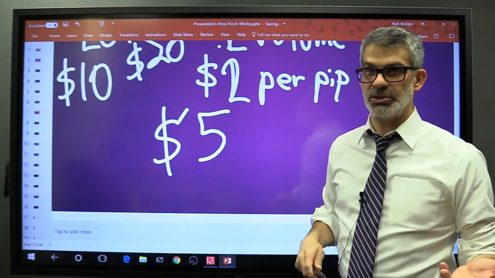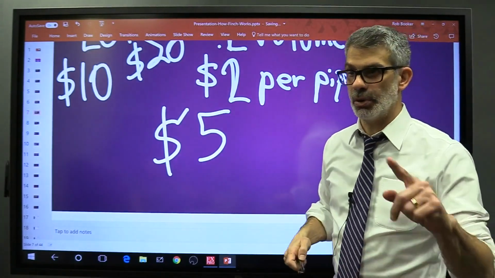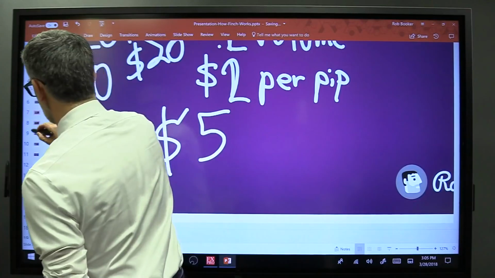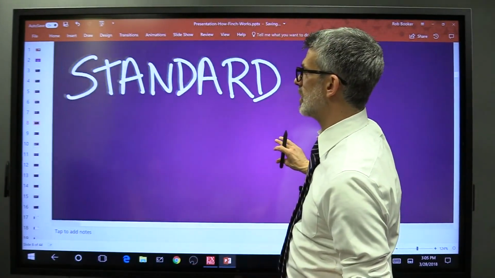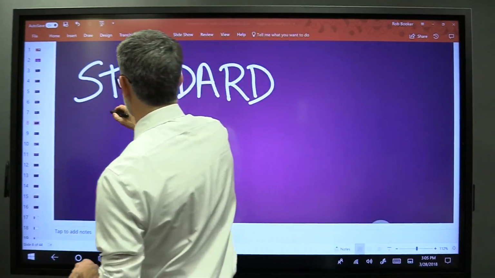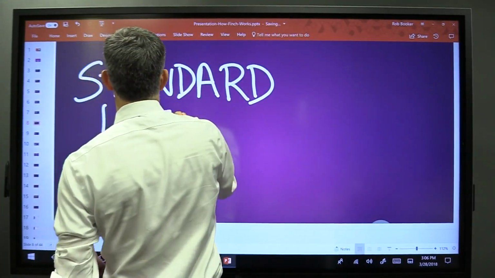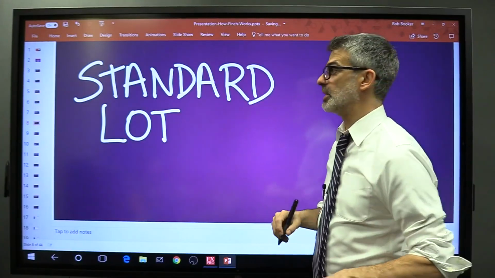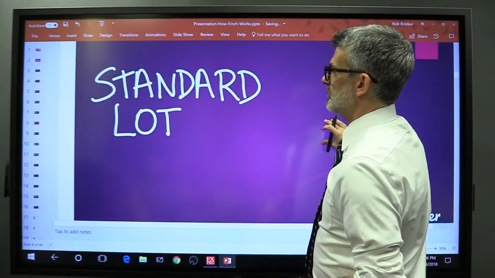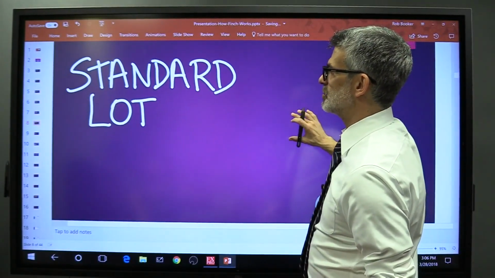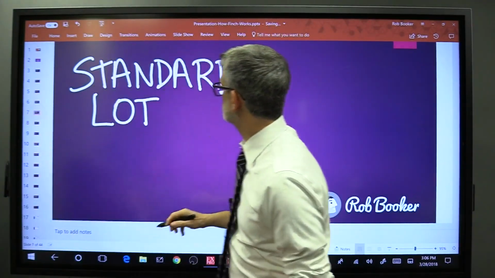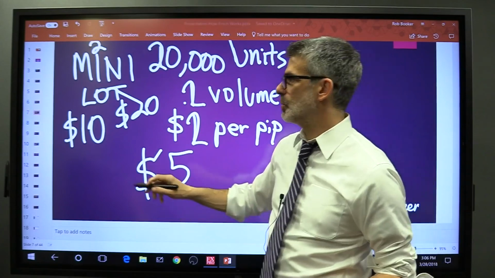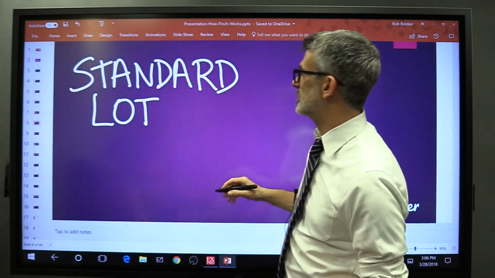When I started trading in the year 2000, you couldn't trade a micro or a mini. You had to trade what is called a standard. Standard lot was the original trade size. Everything was quoted in standard lots. If a standard lot is 10 times larger than a mini lot, what's a standard lot in units of currency?